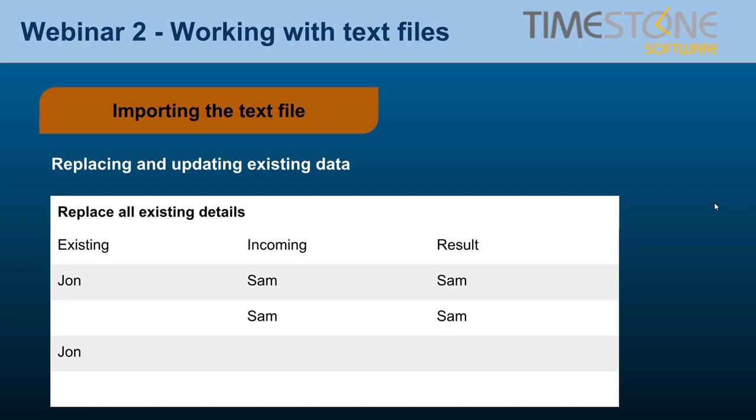So examples, John, blank, John. Incoming data is Sam, Sam, blank. And you can see our result. We get Sam, Sam, blank. So the important one to recognize there is that the incoming data first name for record 3 was blank. It overwrote the data that was in the field, John, and we end up with a blank. So that's replacing. It literally replaces anything that you've got.